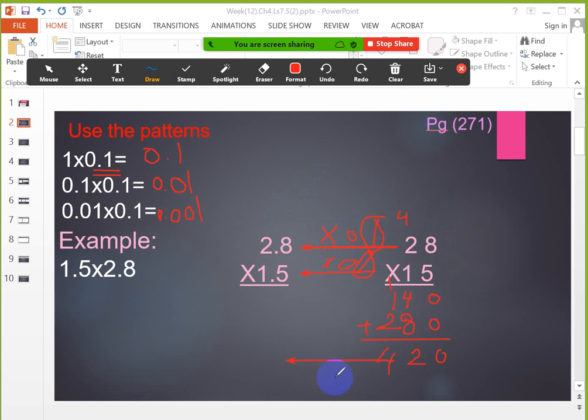How many digits do I have? 2 digits, right? That means to find the final answer, I have to put 2 digits after the decimal point. This is the decimal point in this place. You have to move it 2 digits. That means it will be right here. Okay?